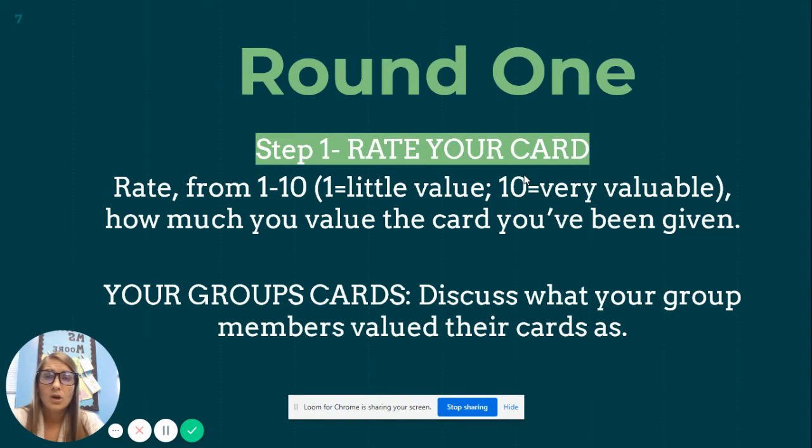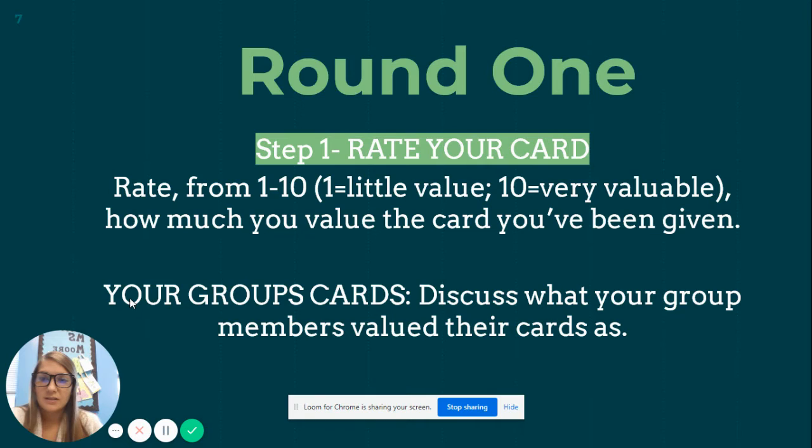So if you are the Oakland Raiders, that was your gift card, that's your company, and you don't like football, then you would rate that very little. So it's opinion based too. If you are mayonnaise and you don't like mayonnaise, then you would rate that very little.